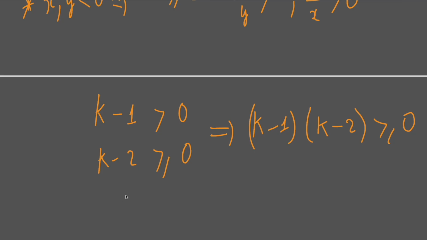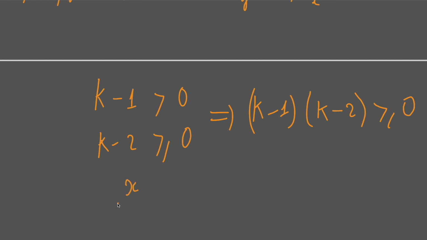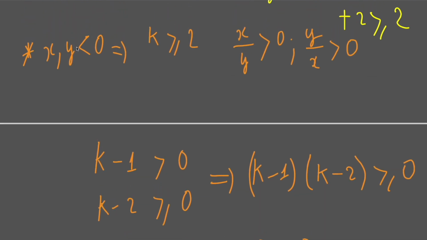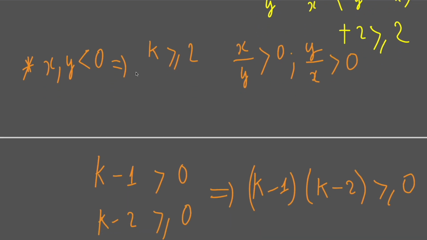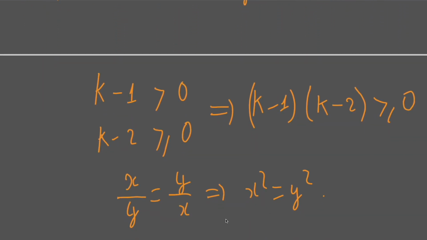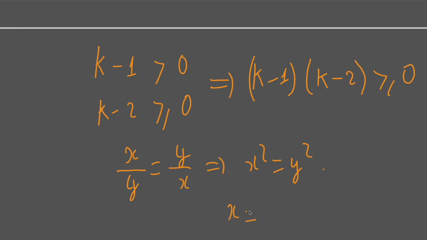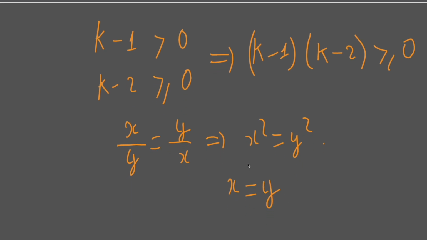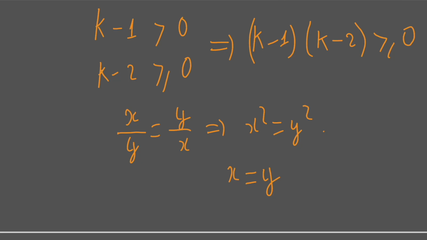And the equality happens when x over y equals y over x, and then x squared equals y squared. Because x and y have to be the same sign, positive or negative, x has to be equal to y. Finally, we can prove this problem in this way.